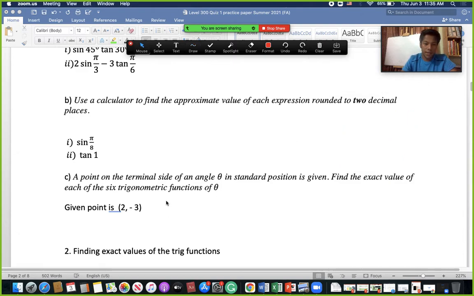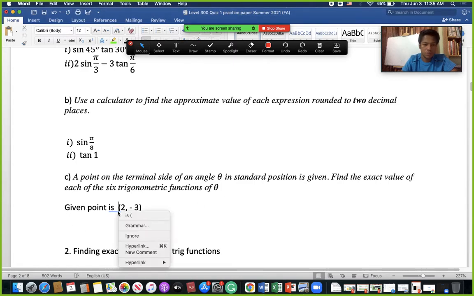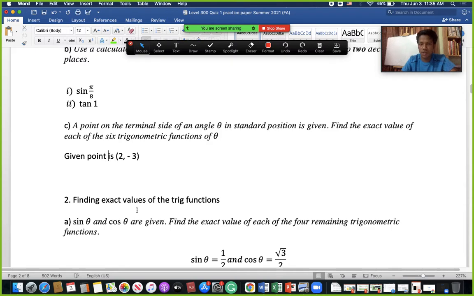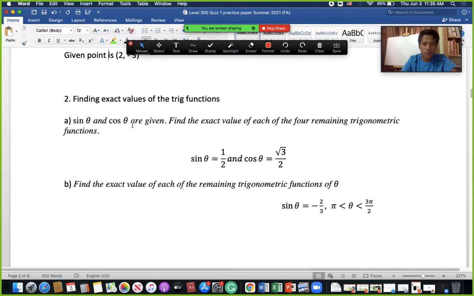So this one is that: for a point on the terminal side of an angle theta in the standard position is given. Find the exact values of each of the 6 trigonometric functions of theta. So the given point is this, and for this given point, you will have to find sin theta, cos theta, tan theta, etc. You will have to find the exact values.